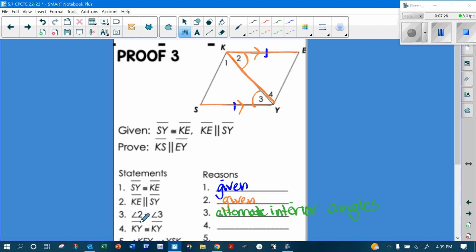Now, segment KY is congruent to segment KY. Well, this is equal to itself by the reflexive property. That one should be one of those easy ones, kind of like given.